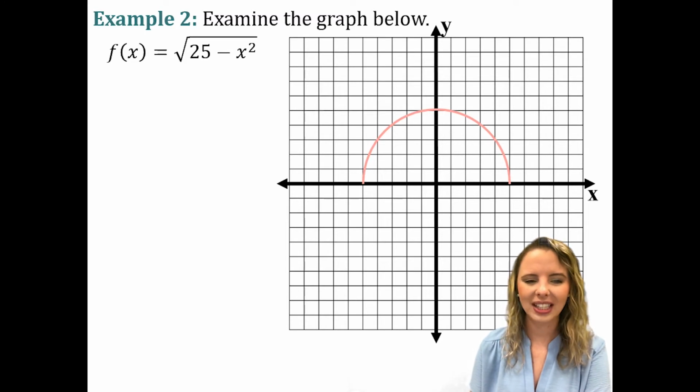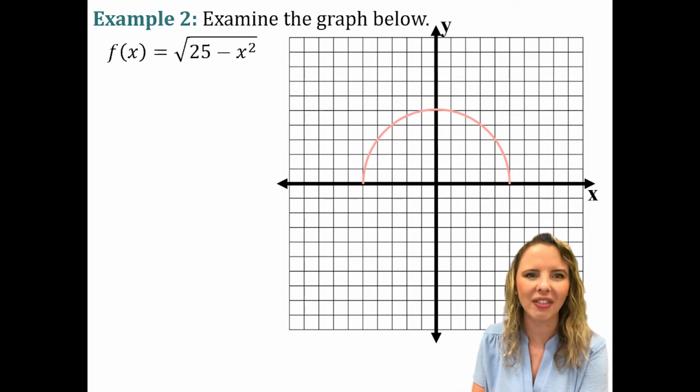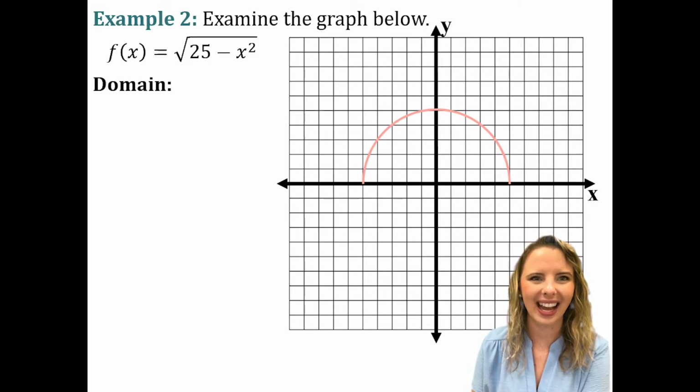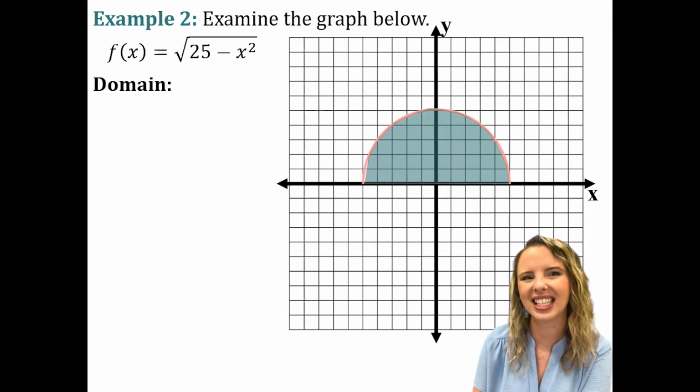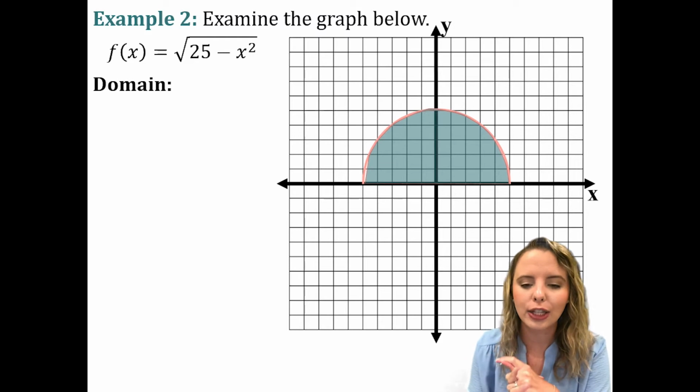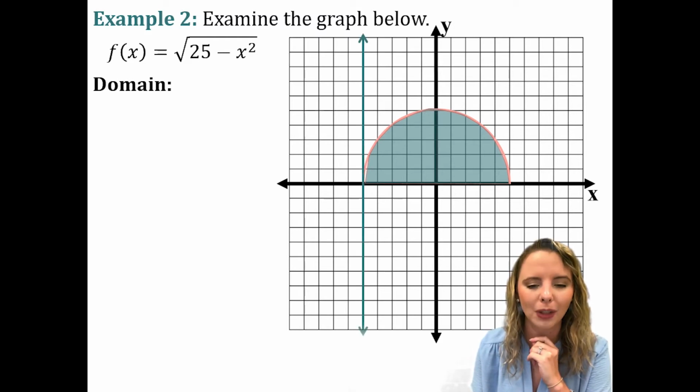Okay, once again, we're going to examine the graph below. It is a semicircle. I've given you the function f of x equals the square root of 25 minus x squared. So we need to determine our domain. So let's show you the bottom of this graph. This is the only part of the graph. This is the only place where the graph exists. So in terms of domain, where do we begin? We begin at -5. Where do we end?